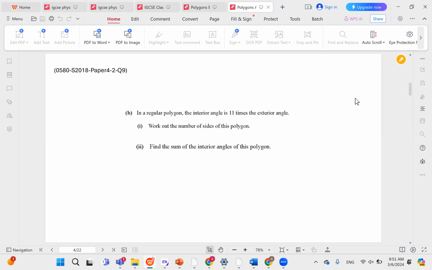In a regular polygon, the interior angle is 11 times the exterior angle. Work out the number of sides of this polygon and then find the sum of the interior angles of this polygon. So first of all, let's use this piece of information here and recall the rule that one interior angle plus one exterior angle equals 180.